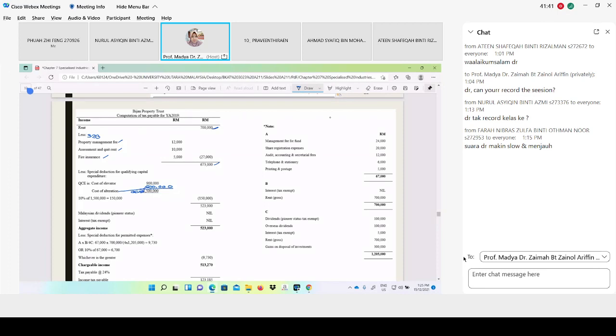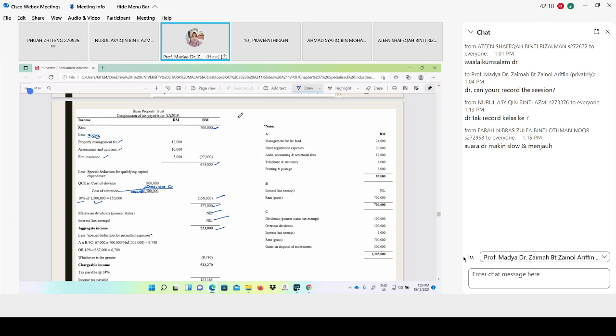But the QCE is 1.5 million. Allowable special deduction for QCE is only 10%, so 150,000. So this is the statutory income for the rent. Then other income is not taxable, but to play safe, to secure your marks, just put down the dividend in Malaysia and also interest, which is exempted from tax. Then you get aggregate income.